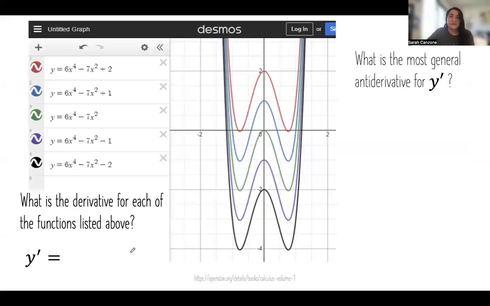All right, so here's an example. This is a bunch of variations of the same general equation. As you can see, the base of this equation is going to be 6x to the fourth minus 7x squared. This was using Desmos. I absolutely love Desmos.